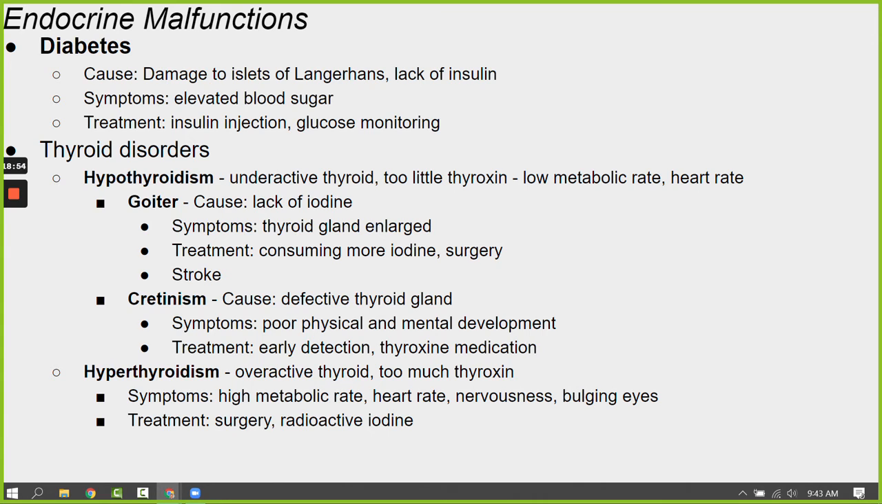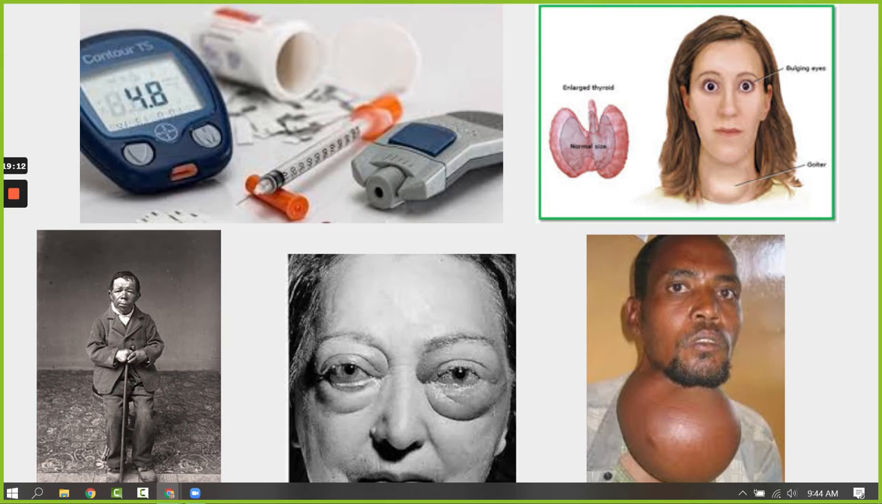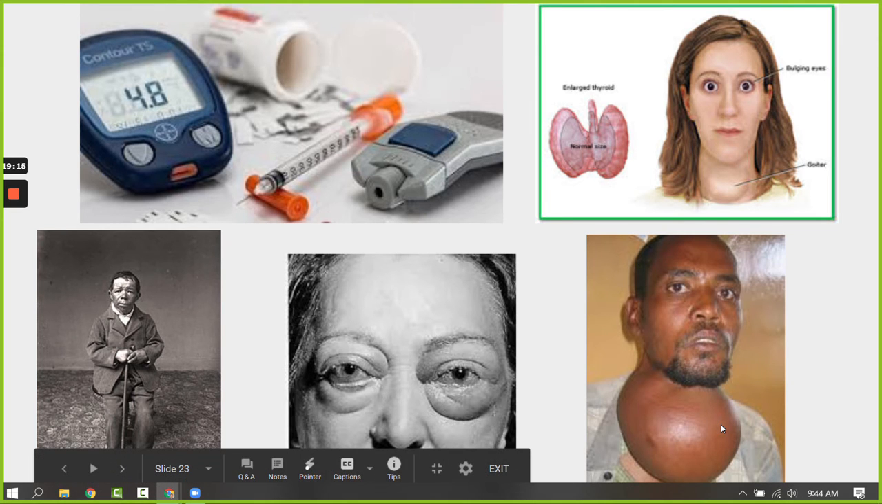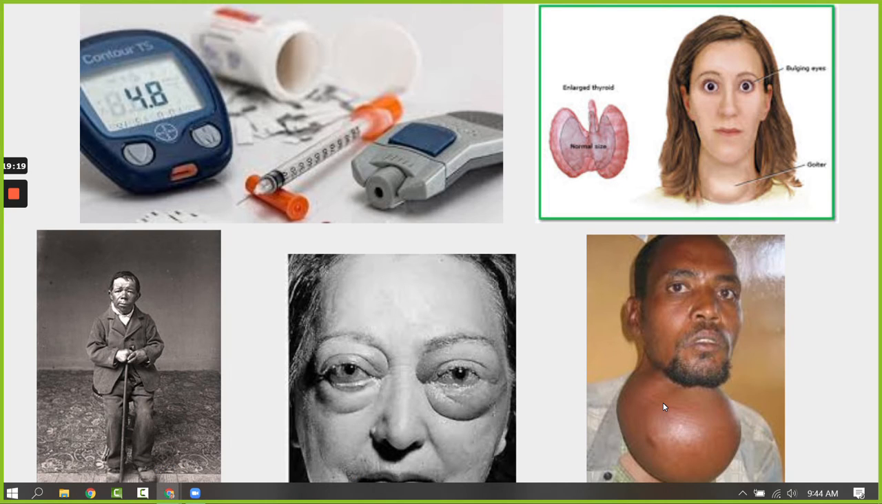Their heart rate is low. They might have a tendency to gain weight very easily because this hormone is not keeping their metabolism going to burn calories. Sometimes when a person has this, their thyroid gland starts to swell up. Okay? This is a person with a huge goiter. It's their thyroid gland, which is swollen up because it's not working properly.